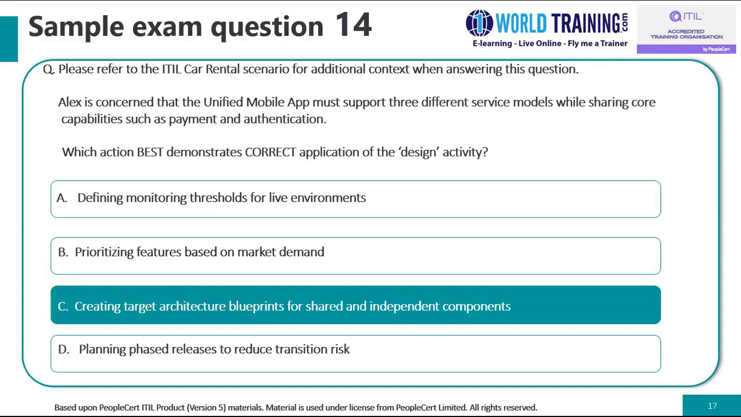Producing architectural designs is a key step of design. The design activity translates strategic intent into concrete solution designs that can be built, operated, and supported effectively. A is wrong because defining monitoring thresholds is part of operate. B is wrong because feature prioritization is driven by discover outputs. And D is wrong because planning phase releases is part of transition.